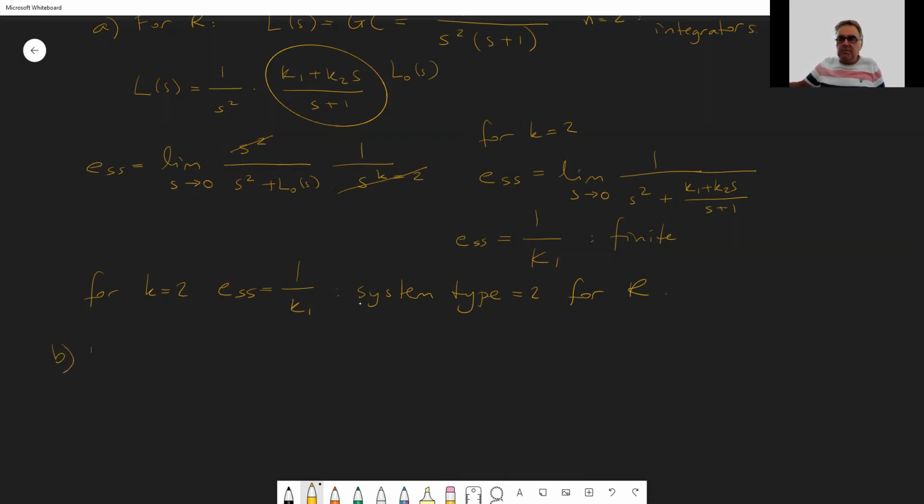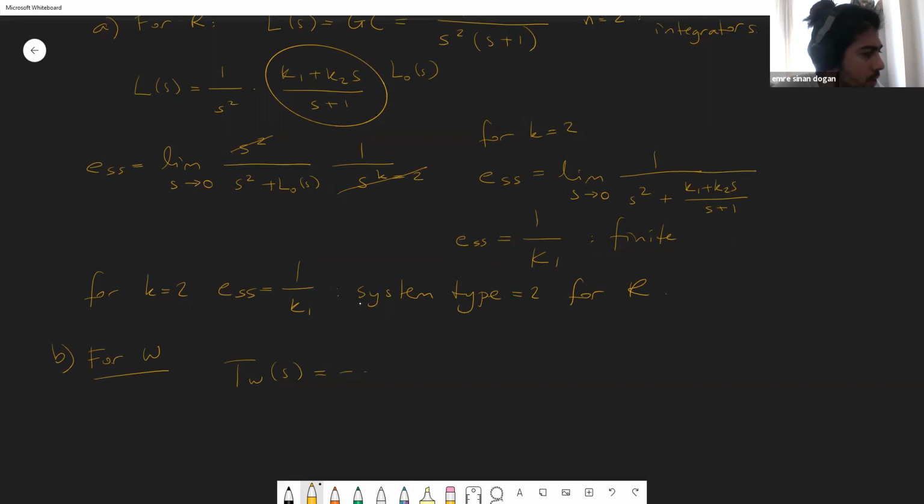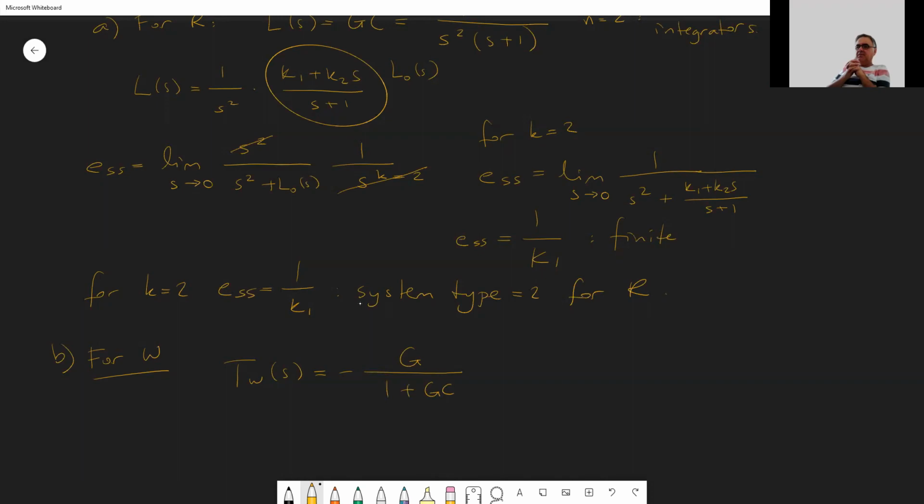For the case of W, we will see that TW of S, which is... Hocam, sorry to interrupt, but we said K equals 2 means parabola. So type 2 is like in the table, type 2 works for parabola, as I remember. Yes, that's why we say it's going to be type 2. And why do we say it for just R? Well, we study them one by one, because the system types can be different for R and W, as we will see here.